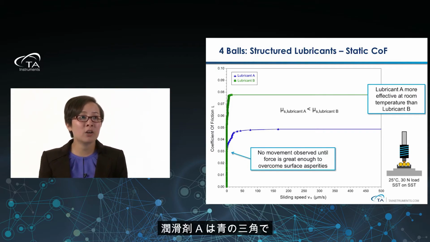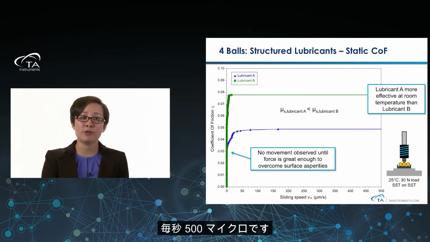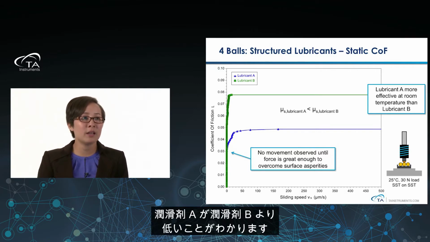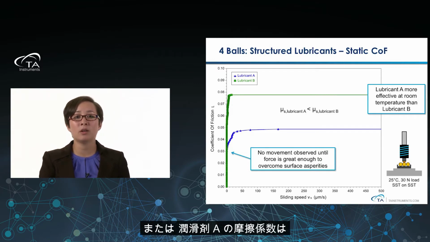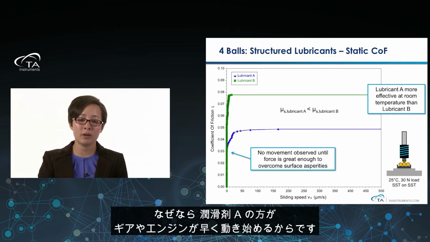So as you can see here in blue, we have lubricant A in triangles, and then in green squares, we have lubricant B. And the point at which they start sliding at 500 microns per second, so this is actually quite low speed, but you could see that lubricant A is lower than lubricant B, or the static coefficient of friction of lubricant A is lower than the static coefficient of lubricant B. So one could say that lubricant A would be more effective at room temperature than lubricant B because it will start allowing the gears in the engine to start moving sooner.